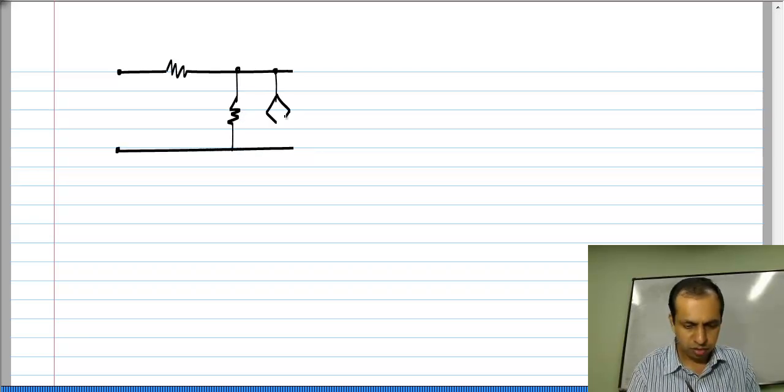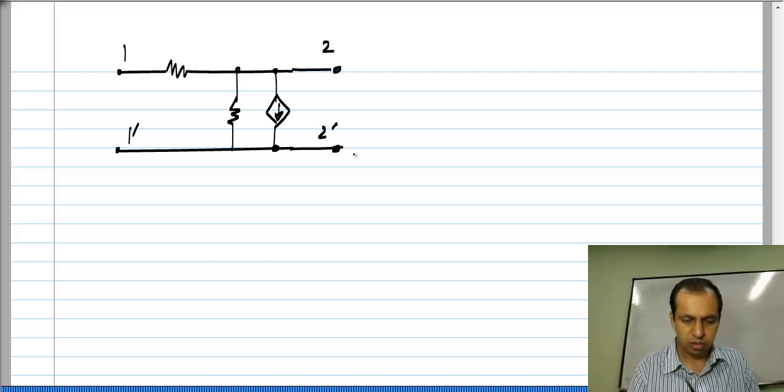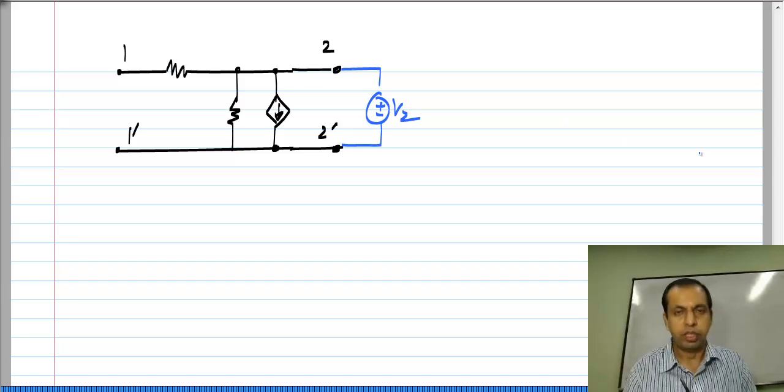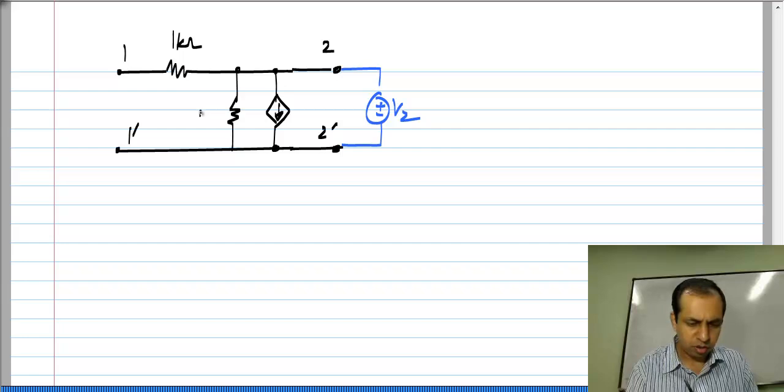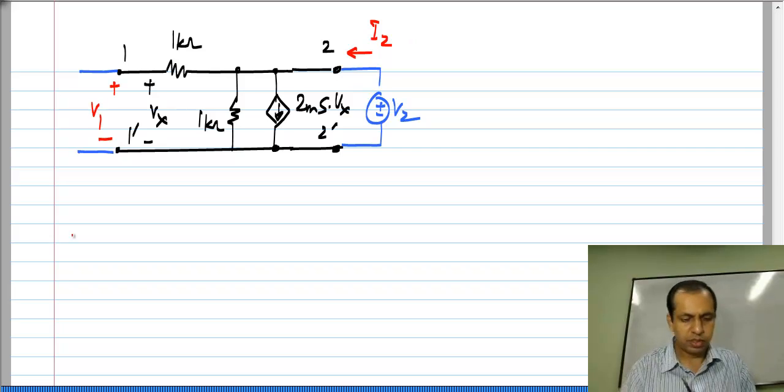Now, for the second case, we have port 1 open circuited and a voltage V2 applied to port 2. Where Vx appears there. Okay. So, again we have to calculate this current I2 and this voltage V1, and you see that Vx is the same as V1. Okay. And also no current flows through this 1 kilo ohm resistor. So, the voltage V2 here is exactly the same as V1.